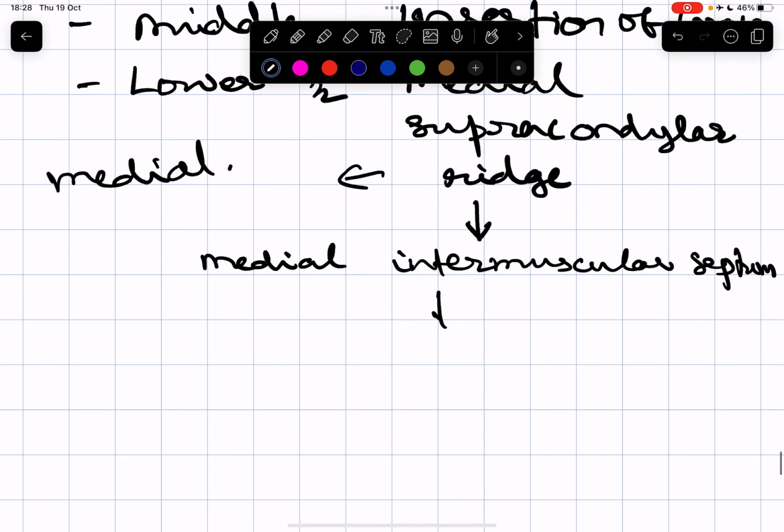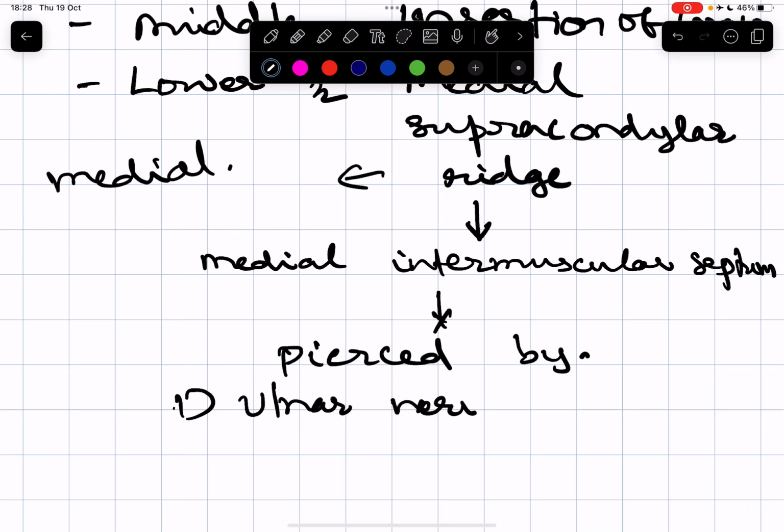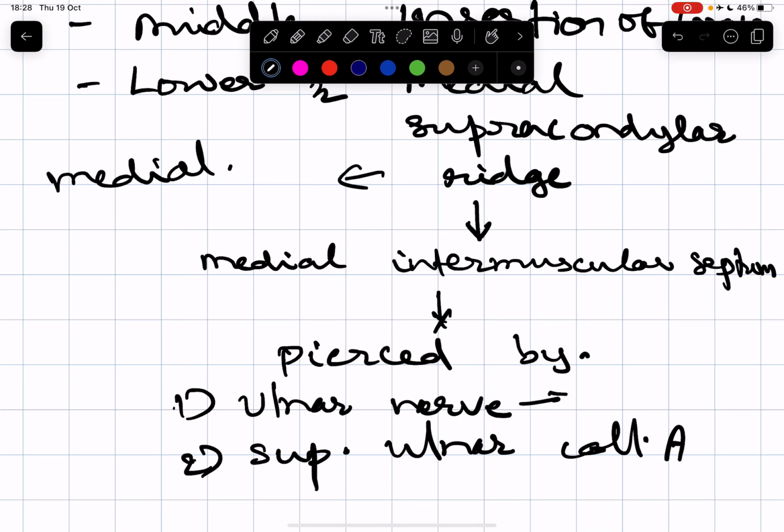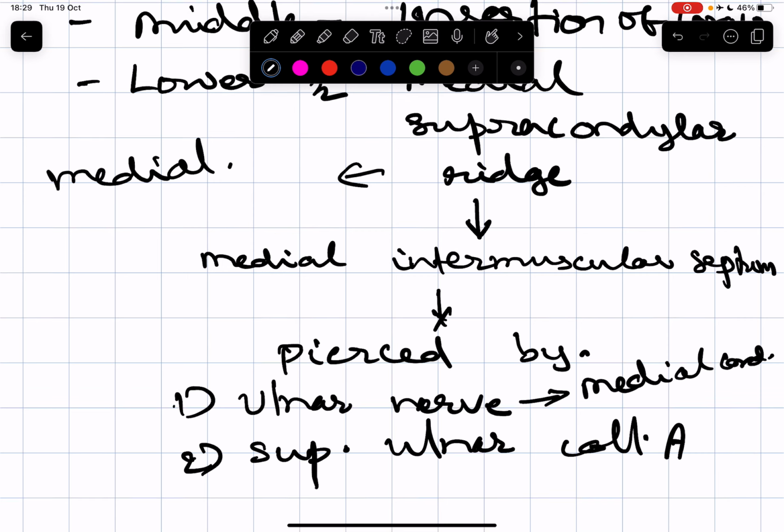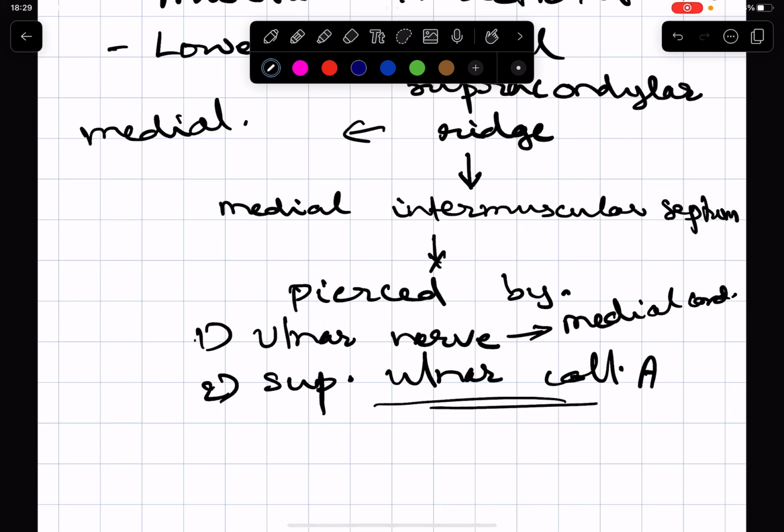This medial intermuscular septum is actually pierced by two structures. One is the ulnar nerve and the other is the superior ulnar collateral artery. The ulnar nerve, as it comes from the medial cord, pierces the medial intermuscular septum in the middle of the arm, then it goes to the posterior compartment. The superior ulnar collateral artery is a branch of the brachial artery, and this artery also pierces the medial intermuscular septum together with the ulnar nerve.